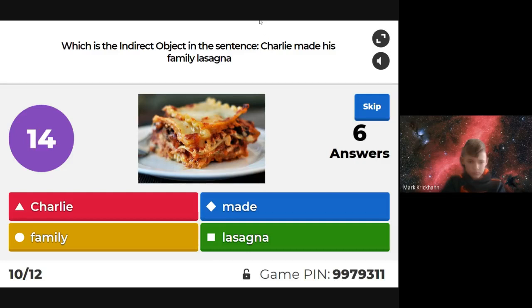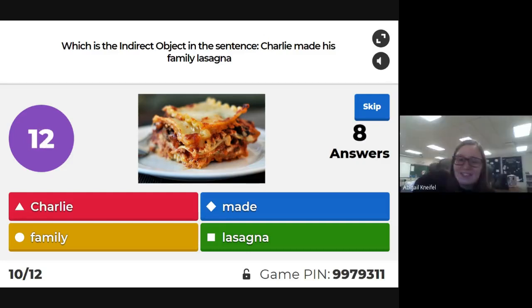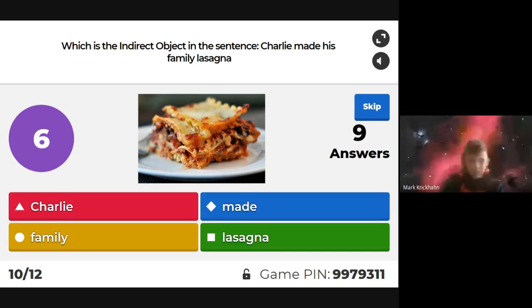Ooh, that lasagna looks good. I don't like lasagna because I don't like cheese. But I love spaghetti. My mom made a recipe and it's like a lasagna bowl dish. It's really, really good.